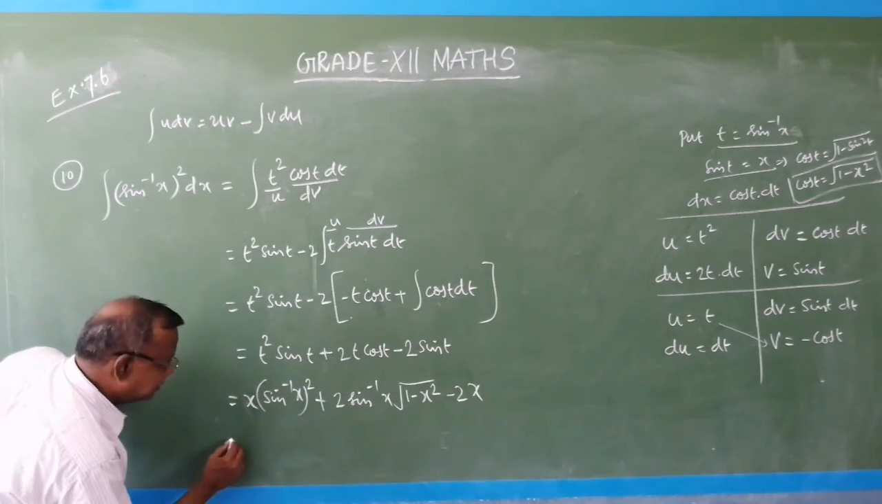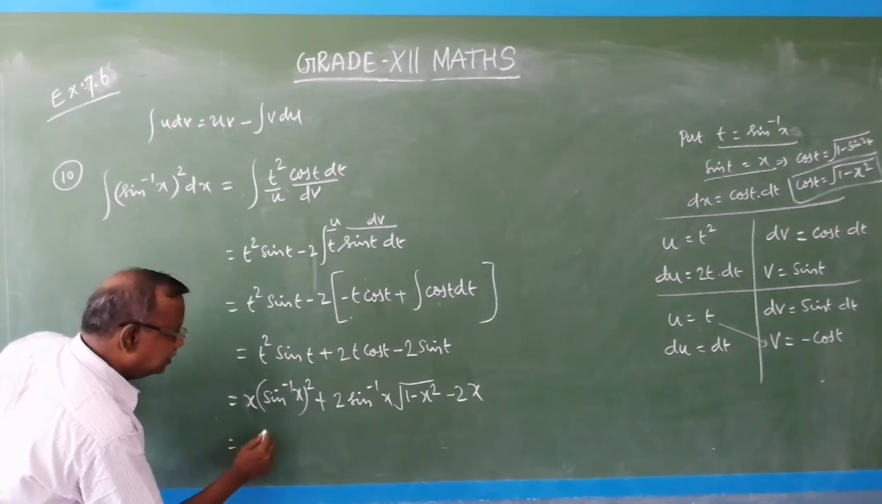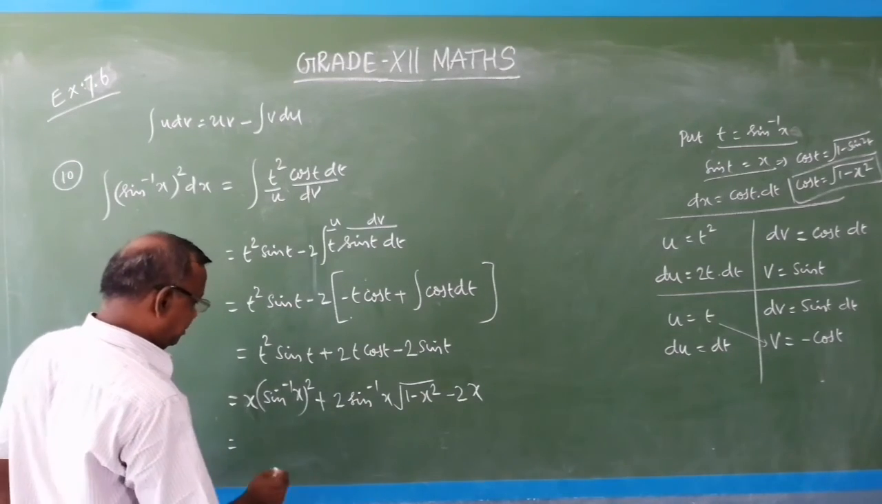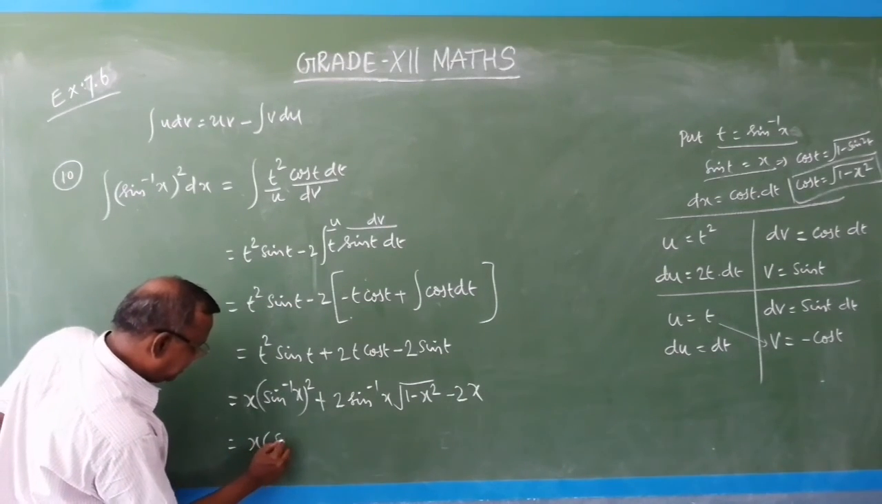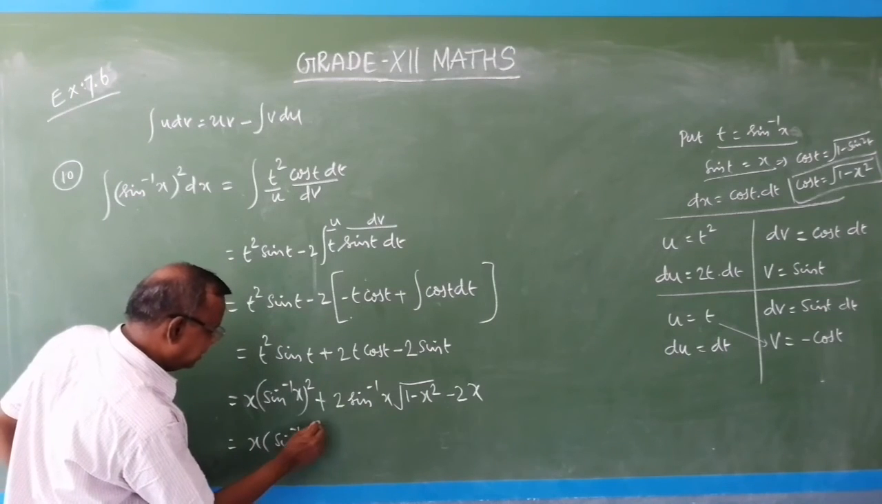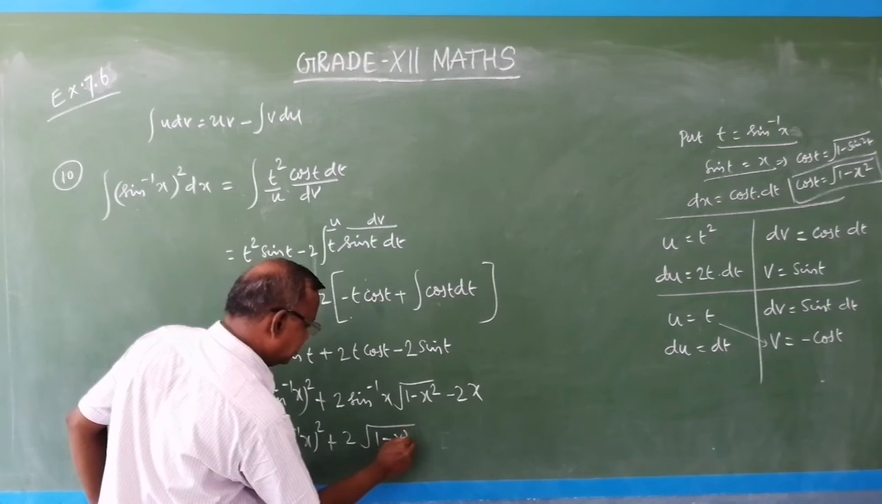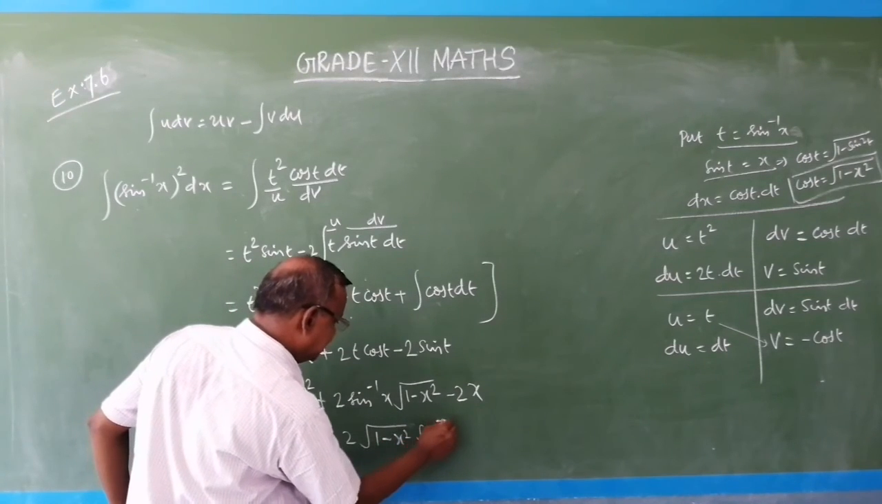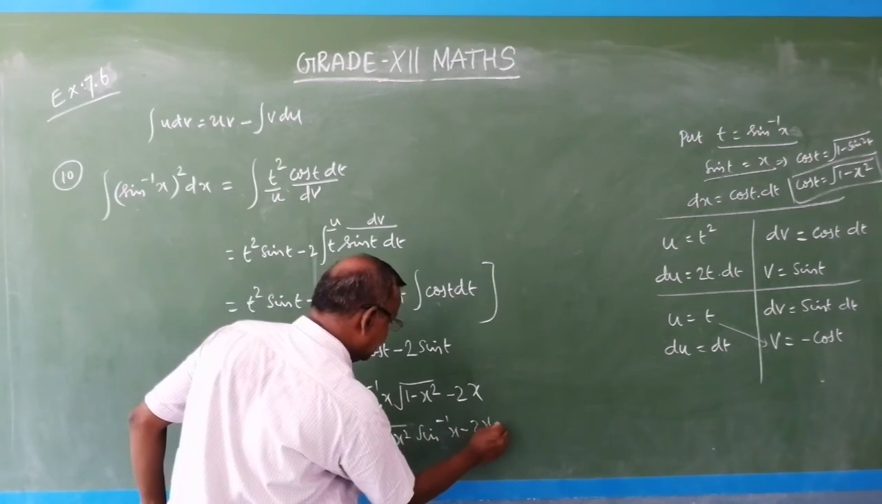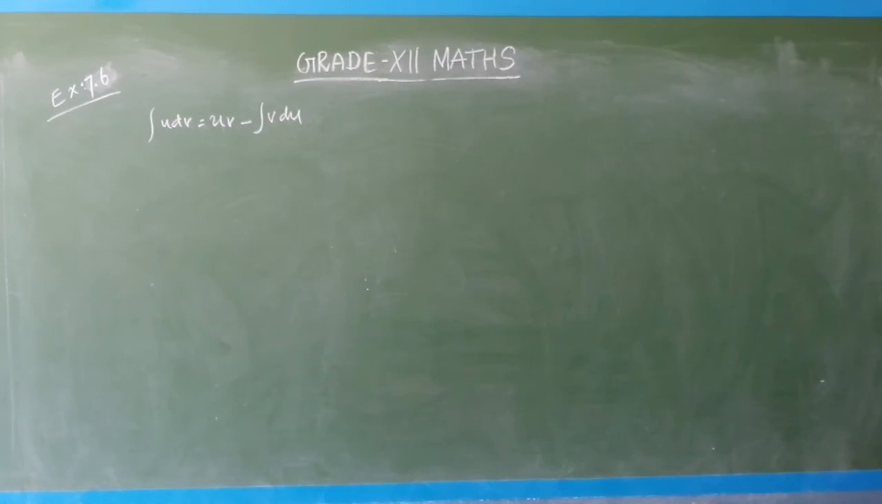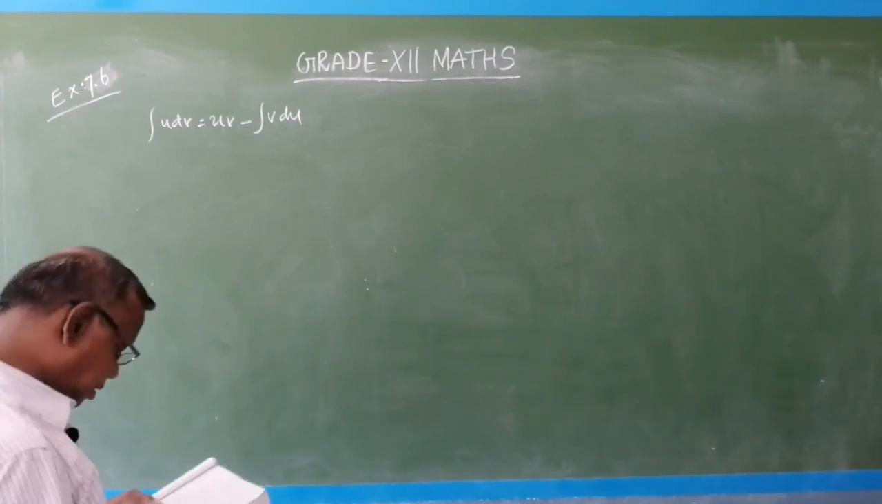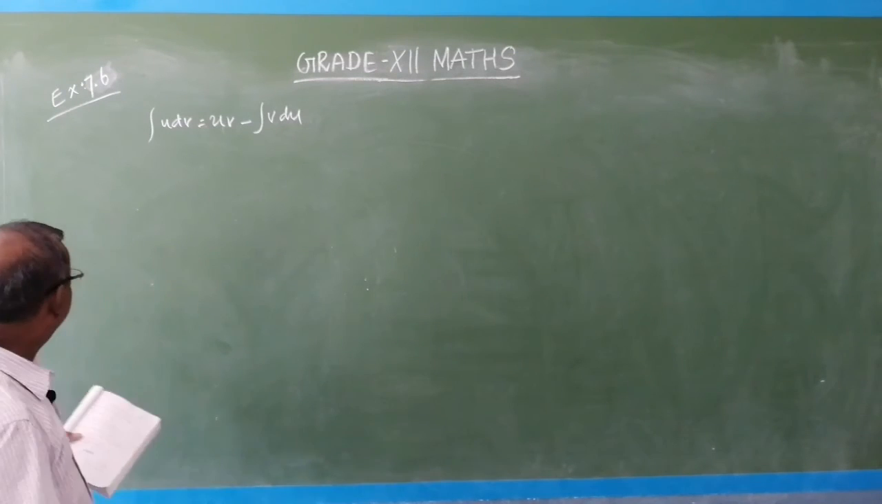So, this is x into sin inverse of x the whole square plus 2 into root of 1 minus x square into sin inverse of x minus 2x plus c. So, this is the answer. Next question number 12.